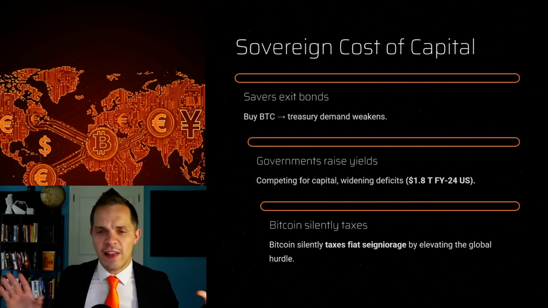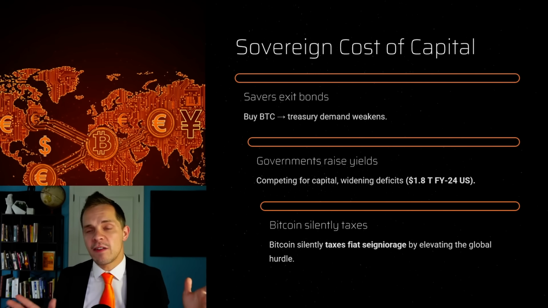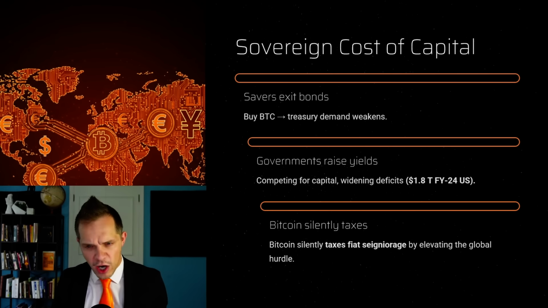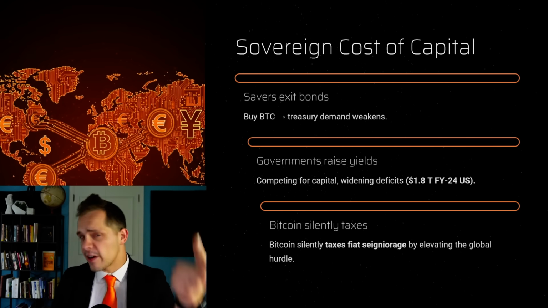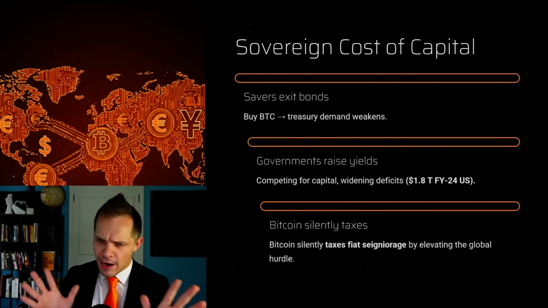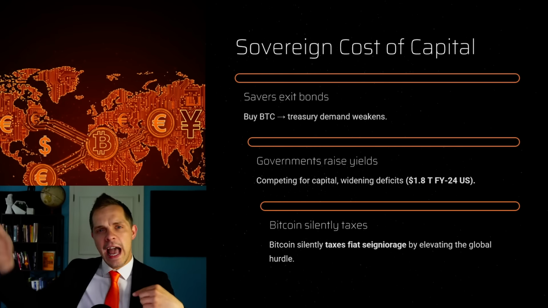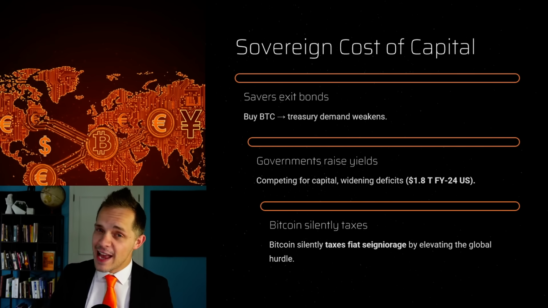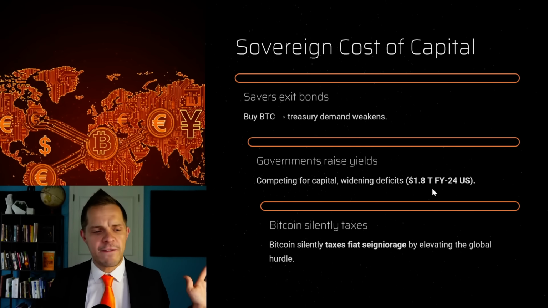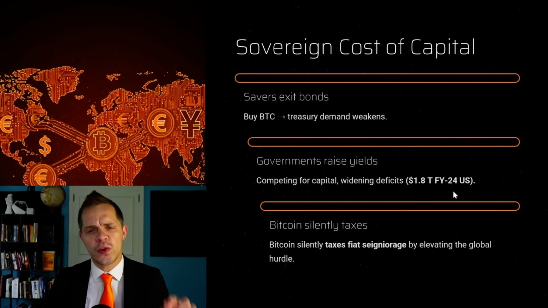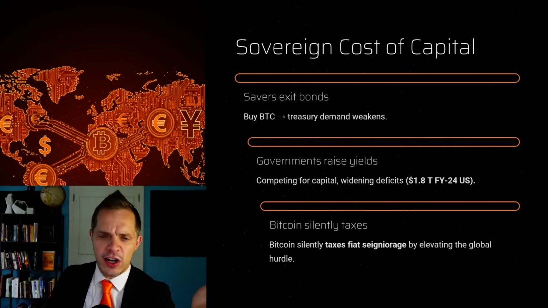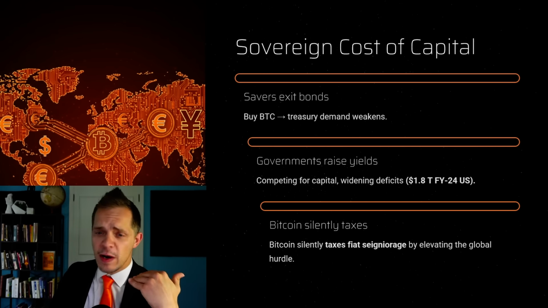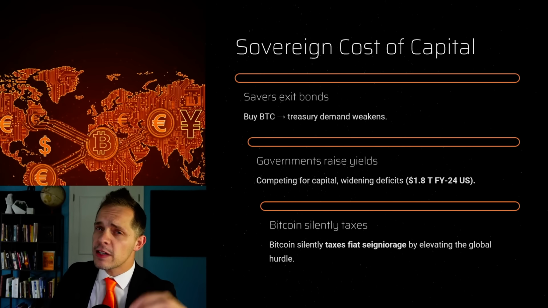When savers realize they can lock purchasing power in self-custodied sats, government bond auctions start to resemble a Saturday morning garage sale. Plenty of paper, not enough buyers. As that bid thins out, coupons creep higher to lure capital back, an invisible surtax on future taxpayers. In fiscal year 2024, the United States already ran a $1.8 trillion cash deficit. Add a 1 percentage point rise in average funding cost and interest expense snowballs by roughly $280 billion per year.